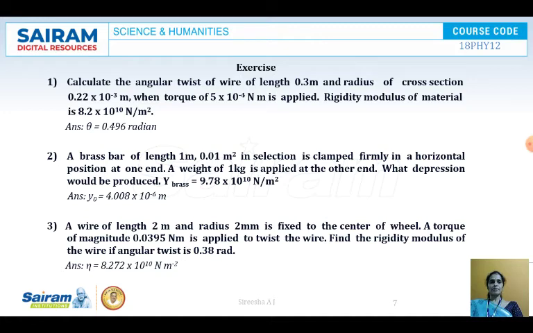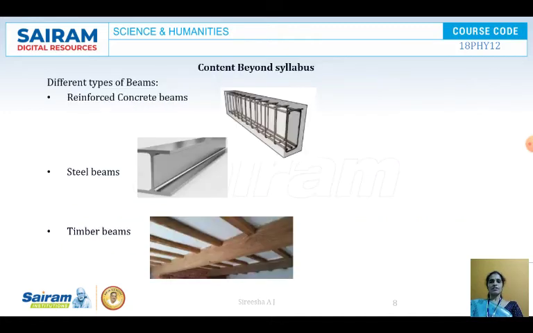Now we will see some content beyond the syllabus. What are the different types of beams? We have seen only 4 types of beams. Beyond those 4, there are many more types of beams. Here I have given small figures where you can see the different types of beams. This is content beyond the syllabus, just for your interest.